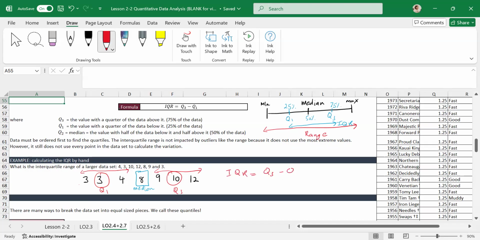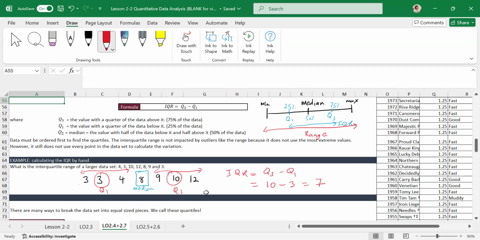Then, to find the IQR, it's the third quartile number minus the first quartile. So 10 minus 3, which would be 7. And that's the interquartile range. Like I said, it just cuts out that maximum and the minimum so that you don't have as extreme of values included in the data set, because the maximum and the minimum can often include outliers.